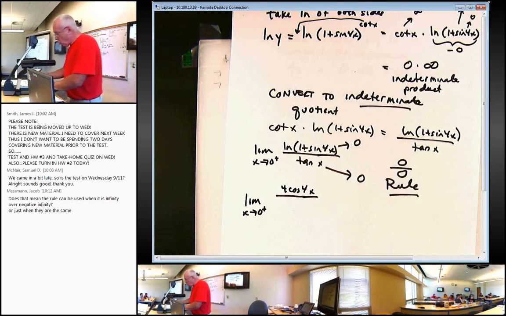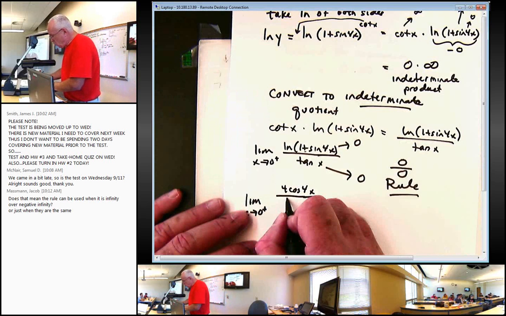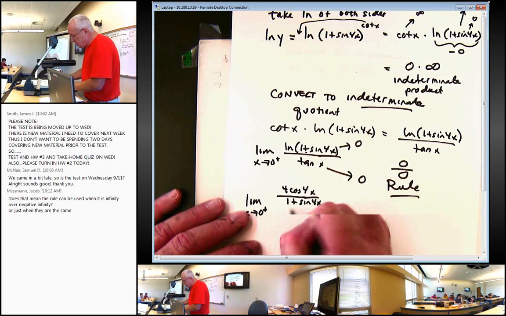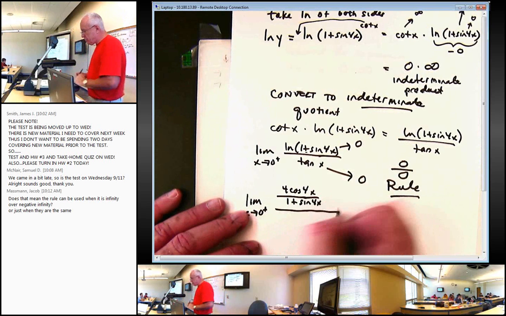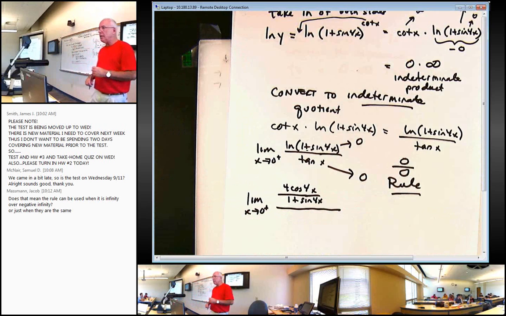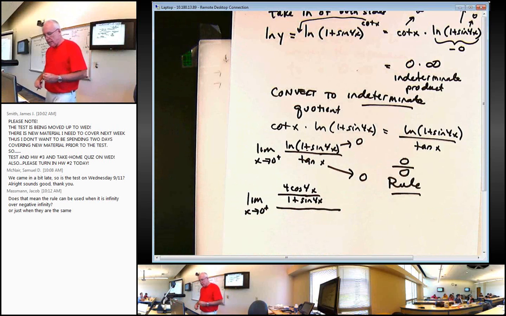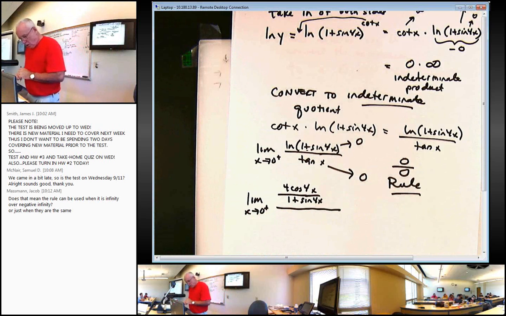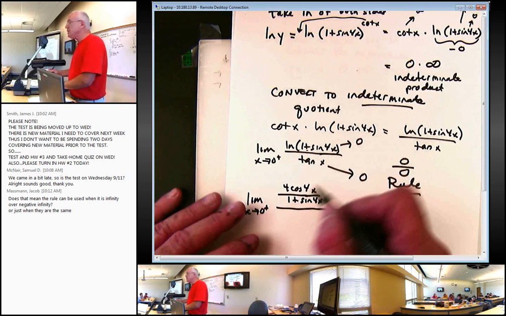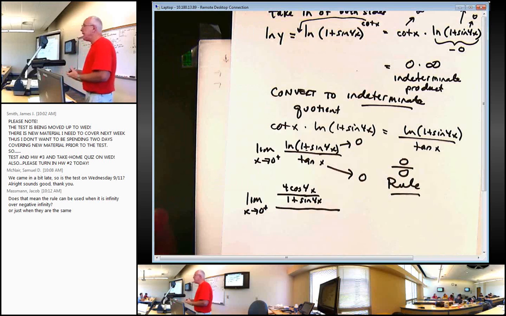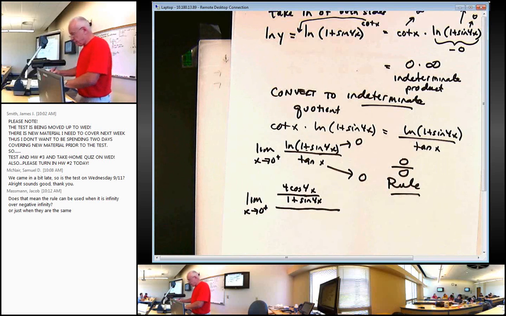And then over 1 plus the sine of 4x. So that expression there is the derivative of the natural log that's on top. Okay. Now on the bottom, the derivative of the tangent is the secant squared.